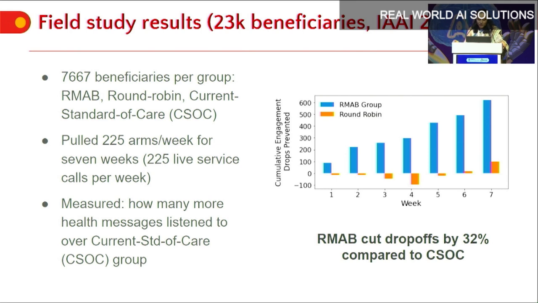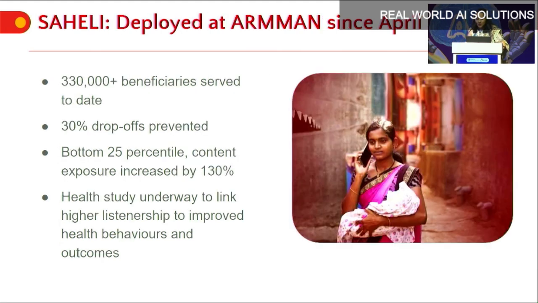And we measured how many more health messages were listened to by the 2 intervention arms compared to the control arm. And we saw that the AI group actually reduced drop-offs by 32% compared to the baseline, over a period of about 2 months. We've now deployed this program, the solution Saheli, in the M-Mitra program. It's been live for a little over 2 years. It's served over 3 lakh beneficiaries to date.